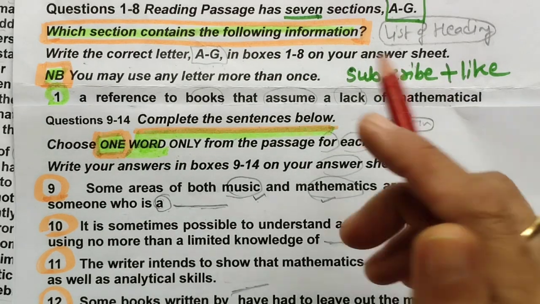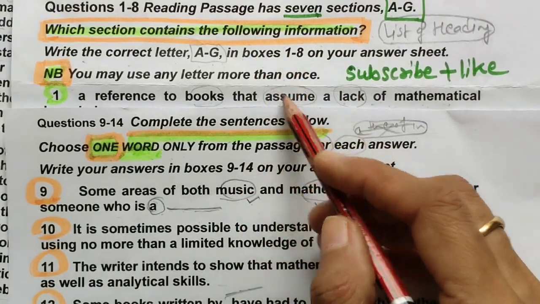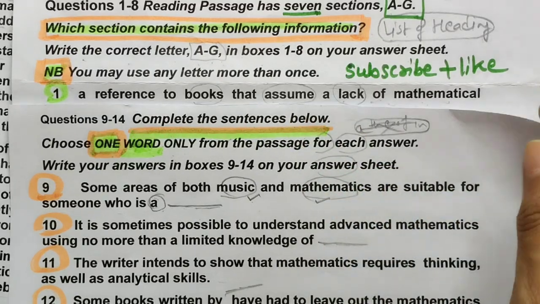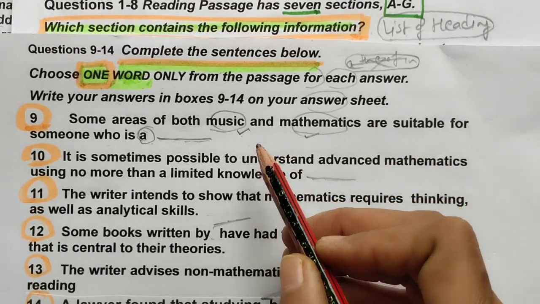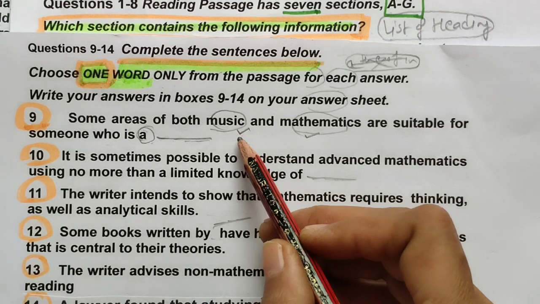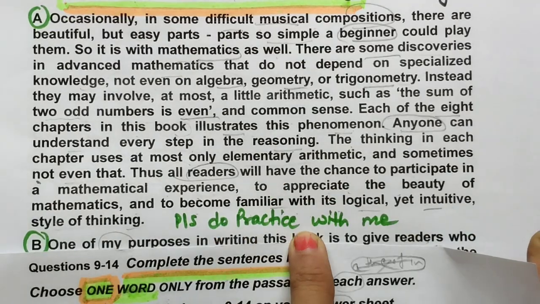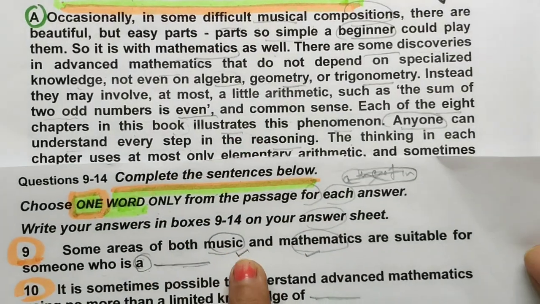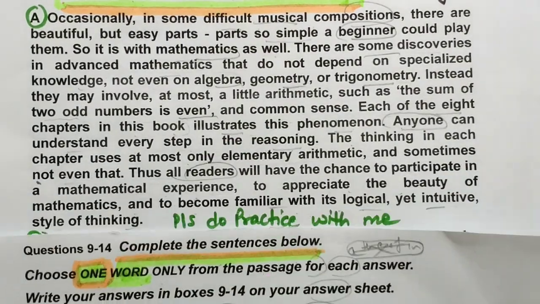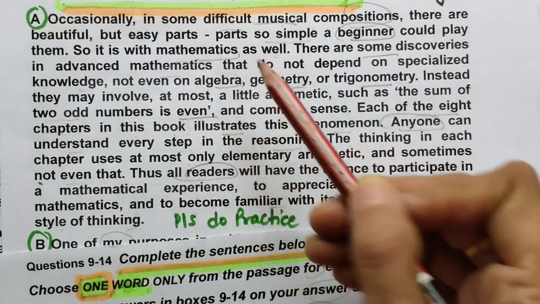Sorry, which section contains the following information. We already know the locations, we already have gone through the full passage. If you don't have an idea, then start reading from the first passage and you will get the locations. Before starting, I request you to practice with me. I will be showing you the full paragraph along with the questions. So we are looking for music and mathematics. First music I can see here, and mathematics also.